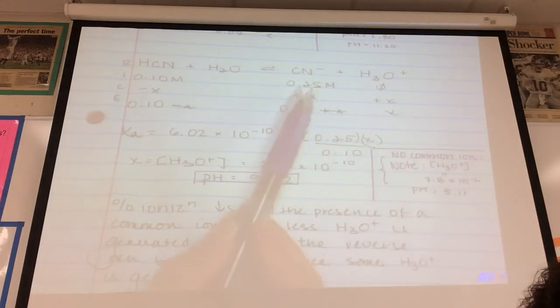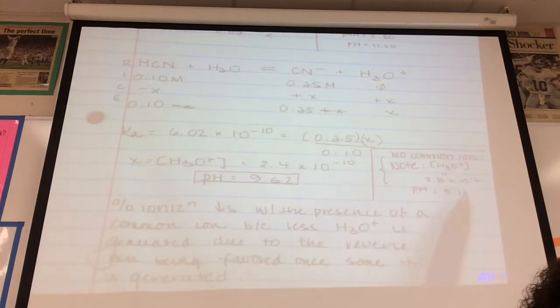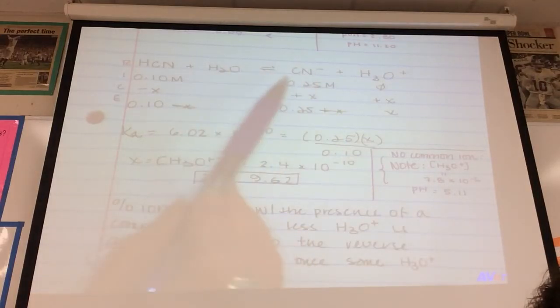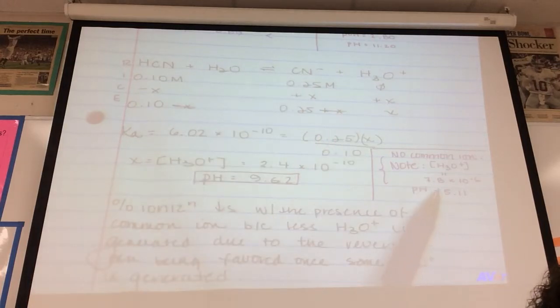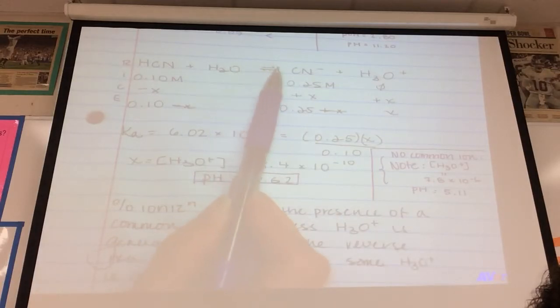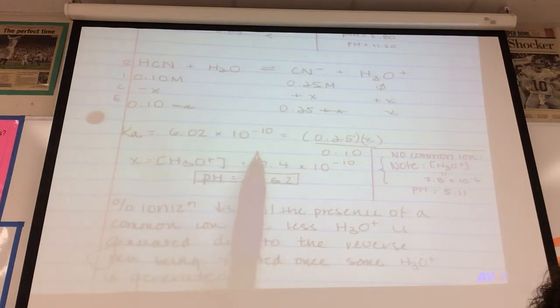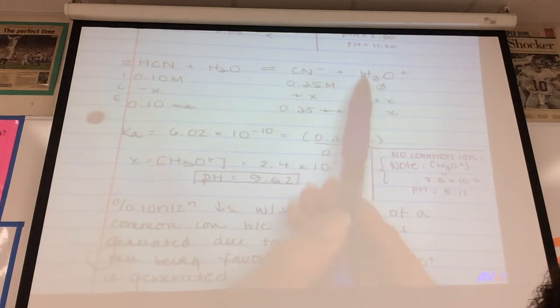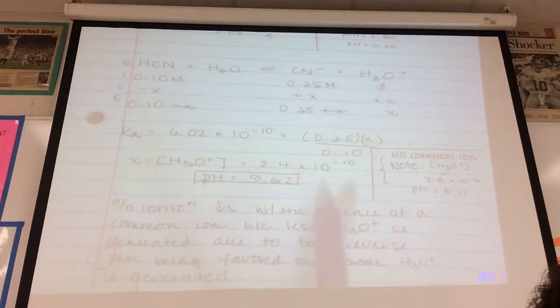Without the common ion, so if you didn't have this, hydronium ion concentration is significantly greater because more of it gets generated as you don't have that counteraction so quickly in the reverse direction. The pH would be less. But with the common ion, you get suppression of that ionization, and as a result, less hydronium ion is generated. With less hydronium being generated, the pH will be higher.